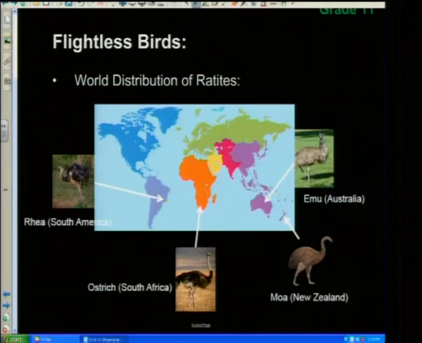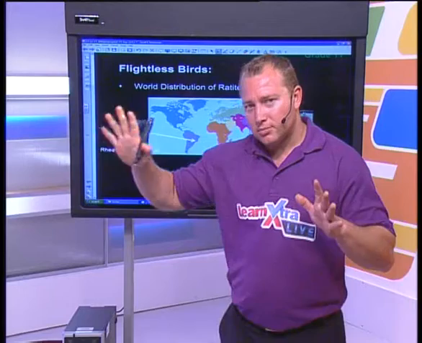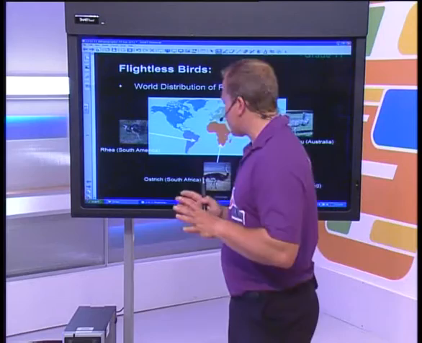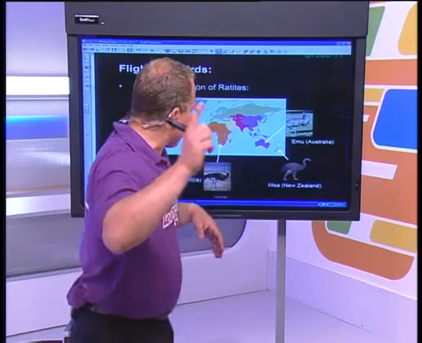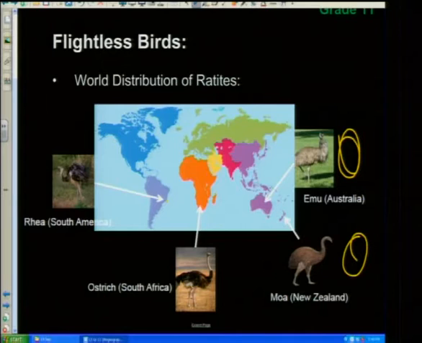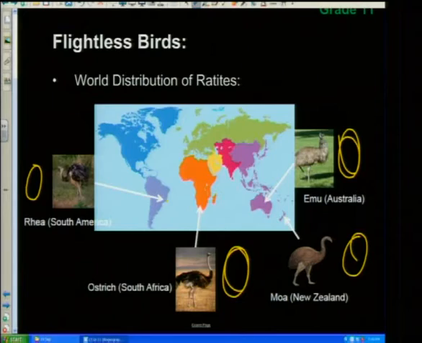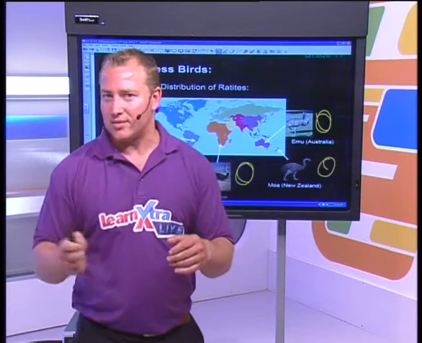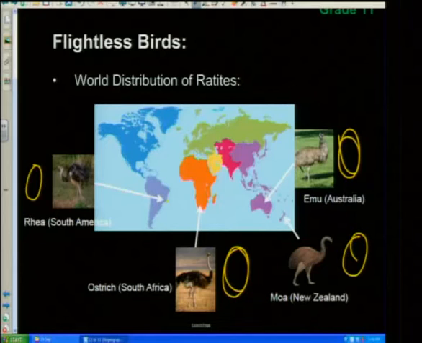Now, during the break, I had a look at the Facebook page. One of the questions that came up is: what is the difference between extinct and extant? I want you to have a good look at my picture on the board. Have a look at the emu, the moa, the ostrich, and the rhea. One of those birds is extinct, and the others are extant. How can I tell by just looking at the pictures?